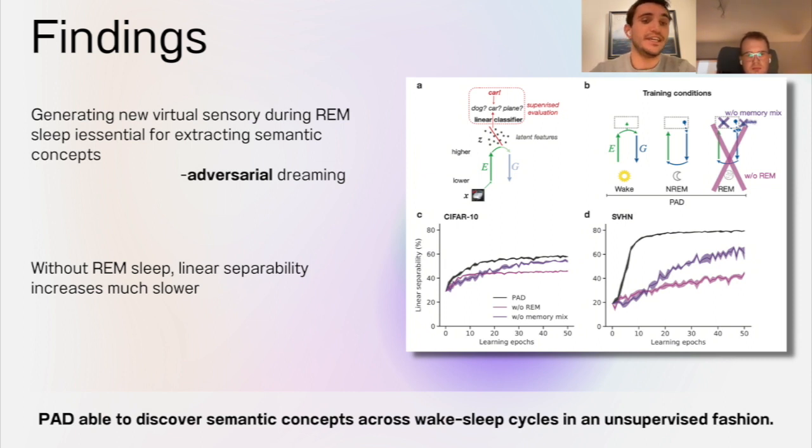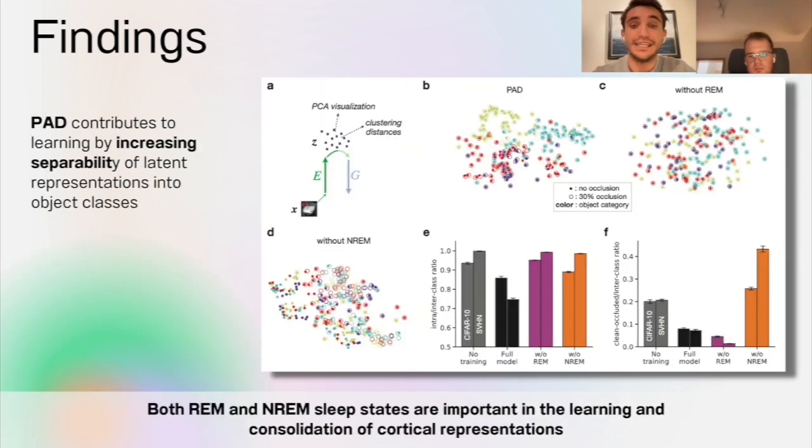As we can see, the PAD contributes to an increasing separability of the object classes. Here we can see the PCAs of the three models, so one without REM, one without non-REM, and the PAD, which is so much more separable than the other two. You can see it here. And what we see in the intra- and inter-class ratio in figure E is that the lower the bars are, the lower the ratio is and the better the model works. So excluding REM or non-REM is basically the same as no training at all.